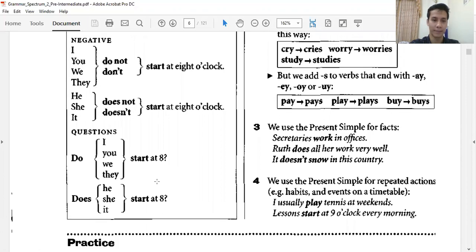Now we move to questions. In questions, it is also different. We use do or does at the beginning. Whether we use do or does, it is also depending on the subject. With I, you, we, they, we use do: Do I start at 8? Do you start at 8? For example, like this. And next one, when we use he, she, it, the question word we use is does. Does he or she or it start at 8?